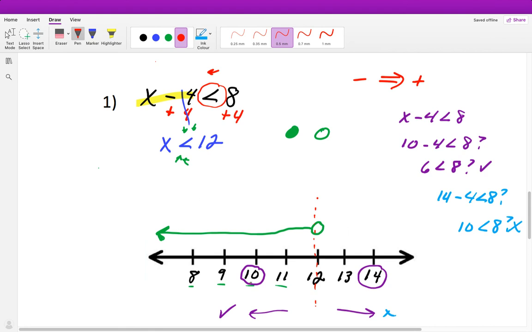If one point in this region works, then that means all of those points in that region are going to work as well. That's why we only have to test one and not all of them. All right, let's go ahead and get into our next problem.